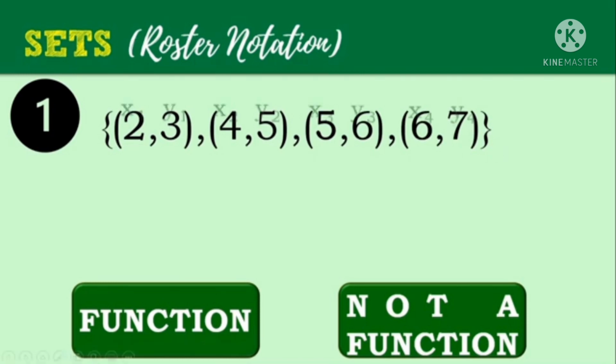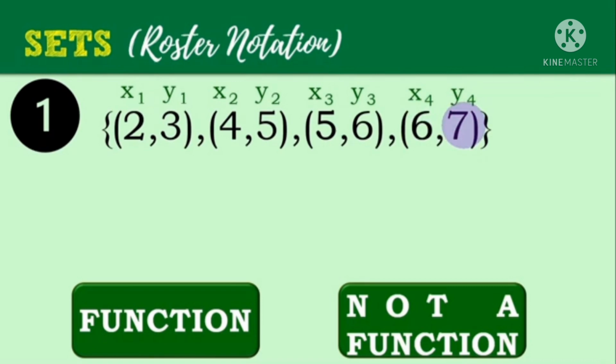Now, how do we do that? Let's identify first the X and the Y elements in each ordered pair. So for the first one here, 2 is our X sub 1, 3 is our Y sub 1, 4 is our second value of X in the second ordered pair, 5 is our Y sub 2, 5 is our X sub 3 in the third ordered pair, 6 is our Y sub 3, here, in the fourth ordered pair, this will serve as our X sub 4, and this will be our Y sub 4, which is 7.